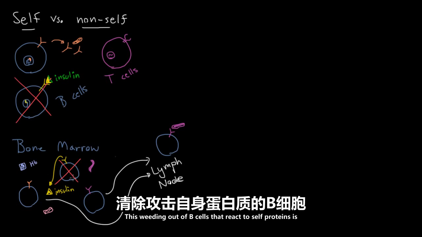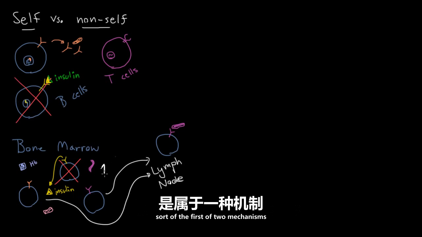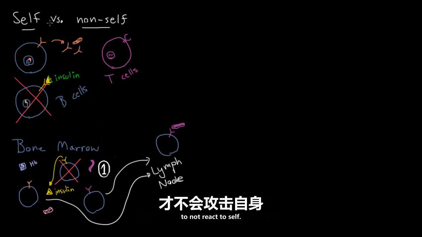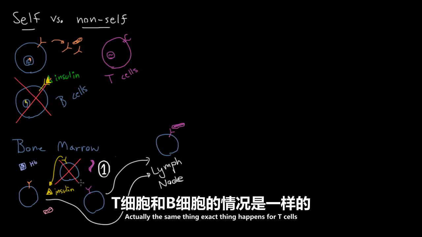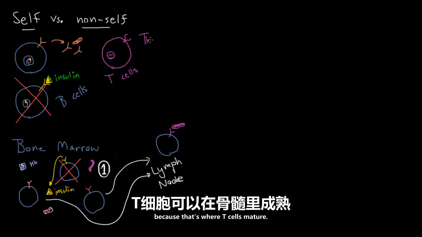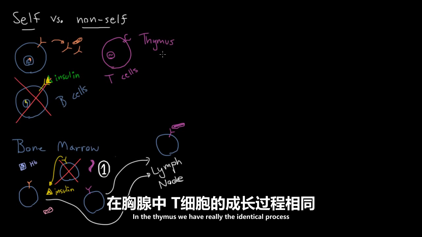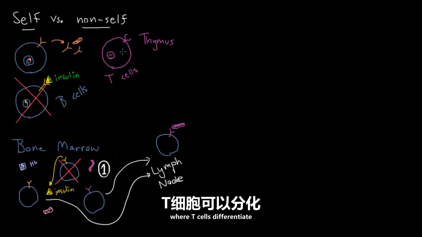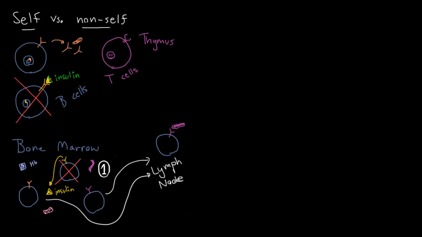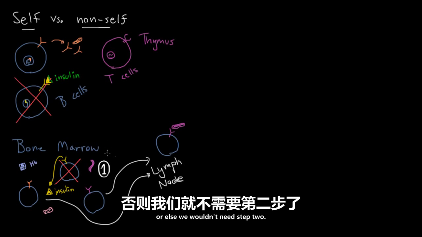So this weeding out of B cells that react to self proteins is the first of two mechanisms that I'd like to talk about that the body uses to not react to self. And actually the same exact thing happens for T cells, except it doesn't happen in the bone marrow. It happens in the thymus because that's where T cells mature. So in the thymus we have the identical process where T cells differentiate and each one has a unique receptor, and the ones that react to self in the thymus too strongly are killed. But it's not a foolproof method, or else we wouldn't need step 2.